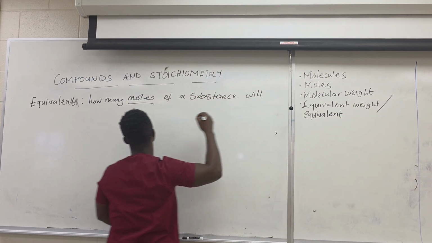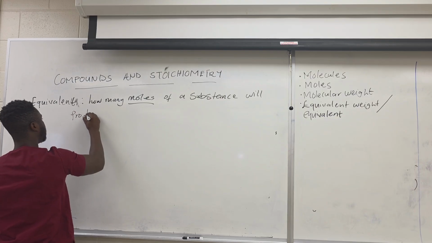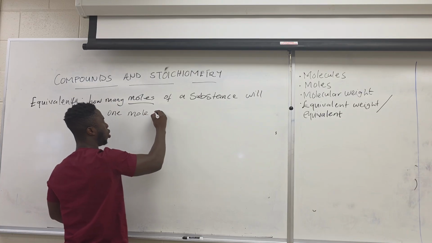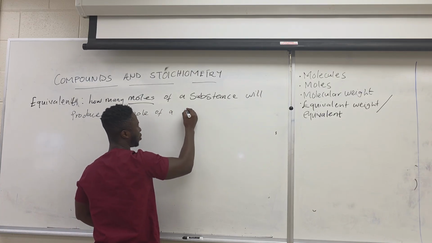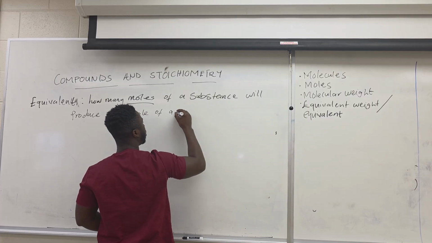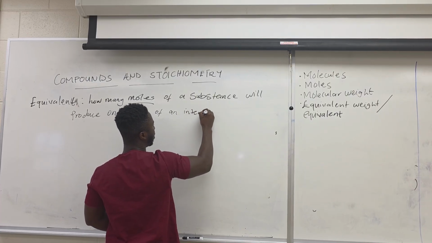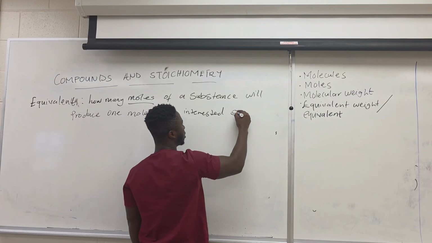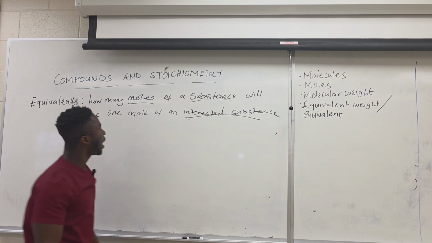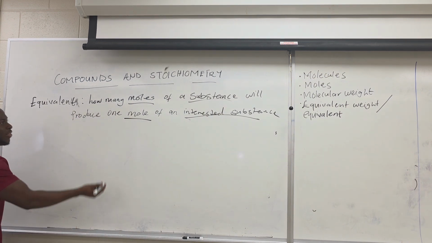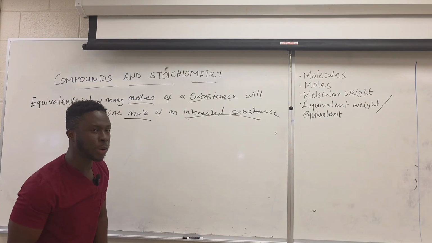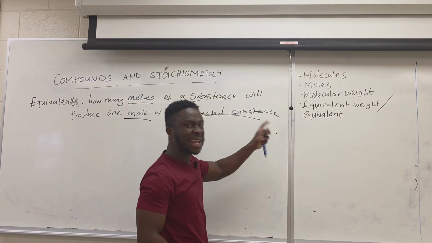will produce 1 mole of a substance that we are interested in. Let me just underline these things. So that is just equivalent. So if you look at it, equivalent is a mole-to-mole ratio of how many moles of a substance would produce 1 mole of the substance that I am interested in.